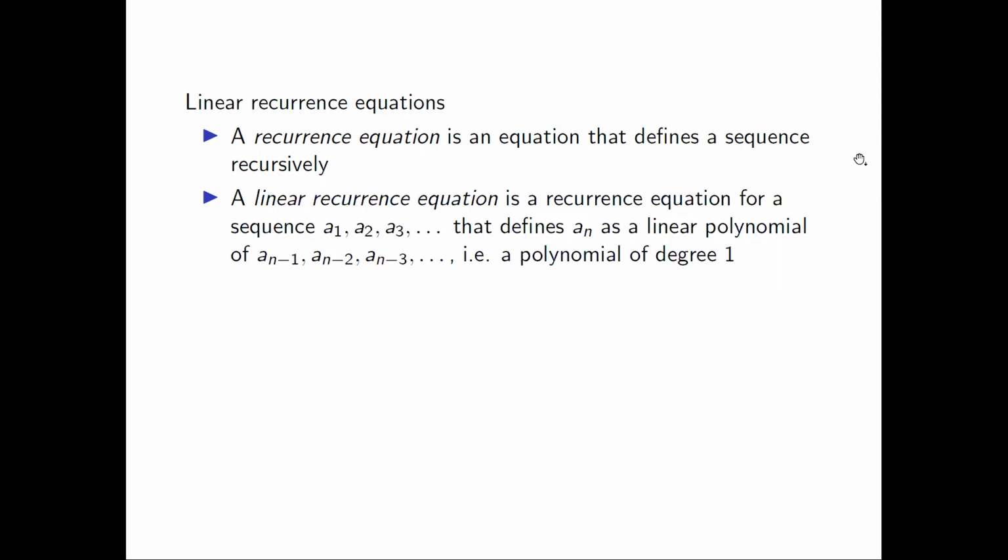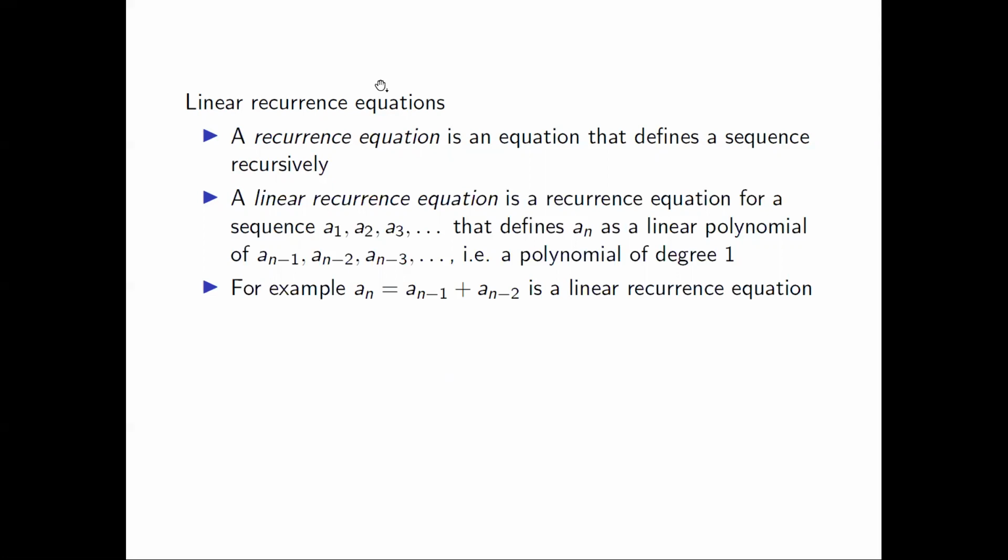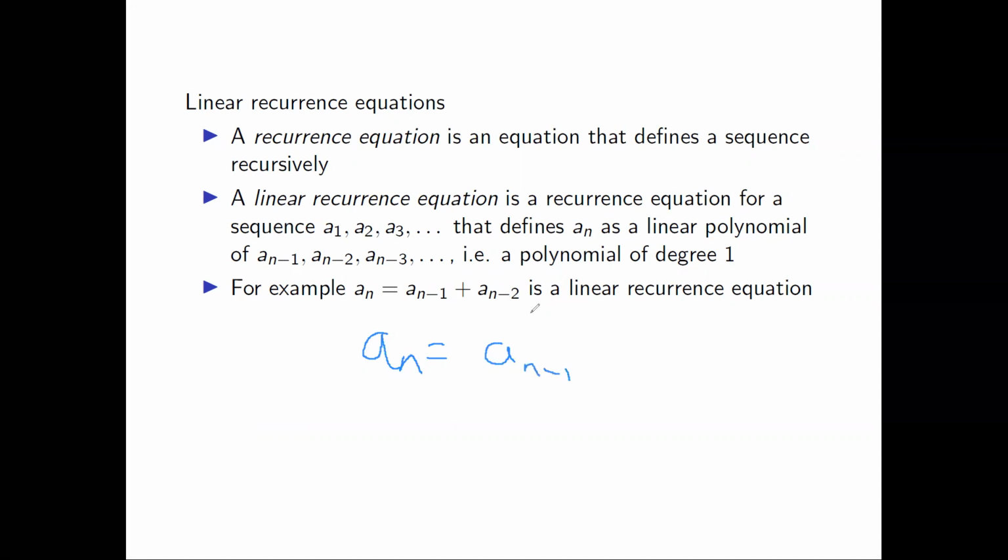So here's an example of a linear recurrence equation. A sub n equals A sub n minus 1 plus A sub n minus 2. That's a linear recurrence equation. Here's one that's not. If you have A sub n equals A sub n minus 1 squared plus A sub n minus 2, that is not a linear recurrence equation because the squared term right there is not linear. That would be a polynomial of degree 2, not degree 1. So that would be a problem.